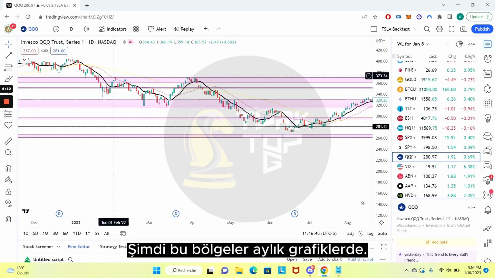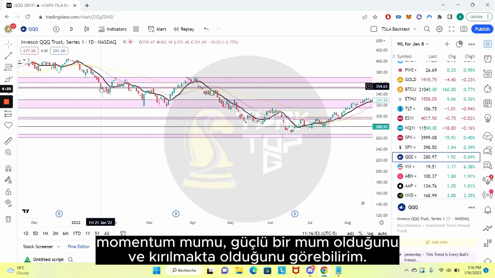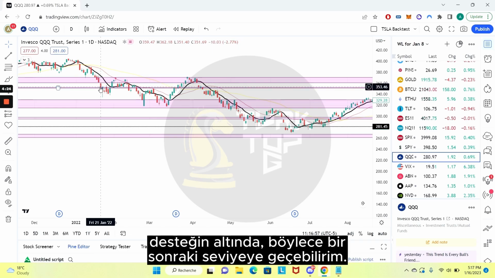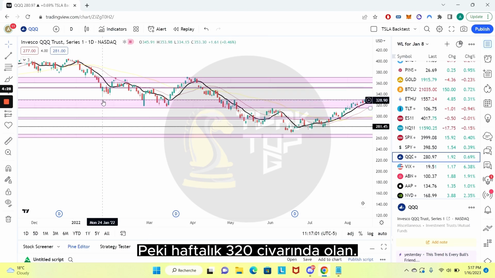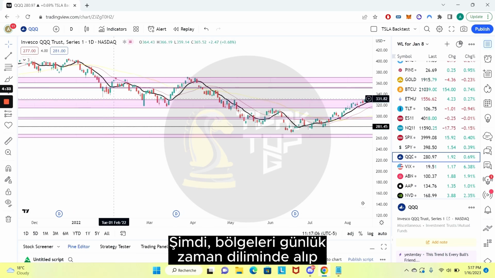This is what I mean when I say break and hold below a certain price level. Now these zones are on the monthly charts. So in this case, I can look at a daily candle, see that it's a momentum candle, a strong candle, and that's breaking below support, so I can get short for the next level, next zone, which is on the weekly around 320.